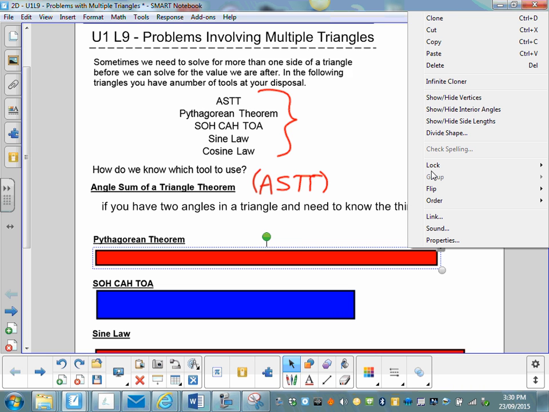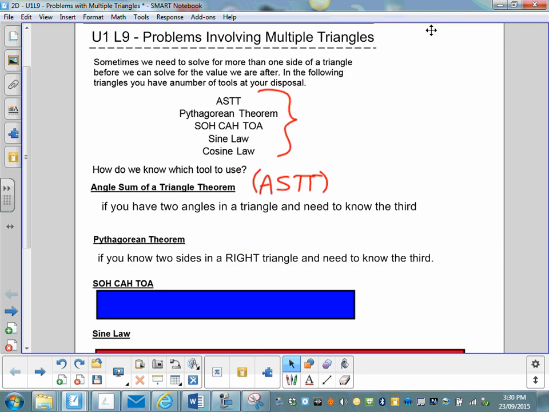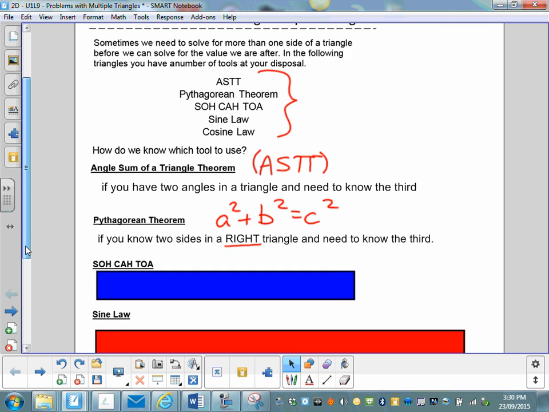And Pythagorean theorem, so we're going to use a squared plus b squared equals c squared when we've got a right triangle, we know two of the sides, and we're trying to find the third.